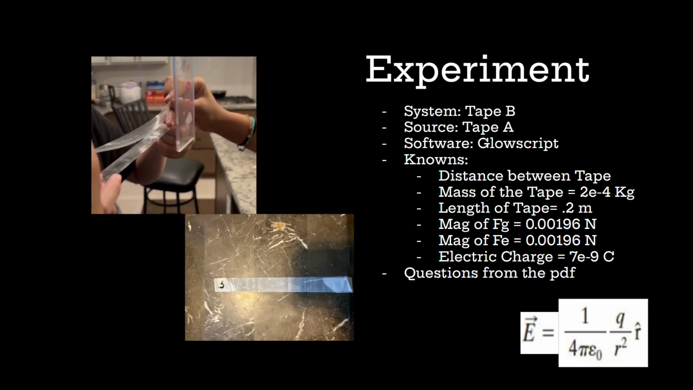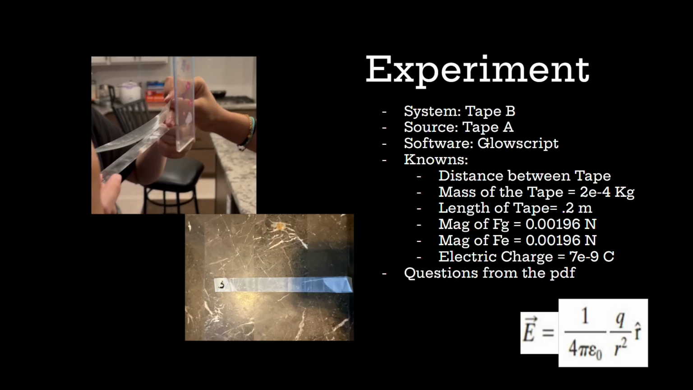As for the experiment, my system was tape B, which you can see as the tape on the top, which I charged and obtained tapes by laying one tape on a counter and then ripping another piece of tape off of it. So tape B is my system on the top, and my source is tape A. The software I used is FlowScript, and my nodes are the distance between the tape. I calculated that with the ruler in the top left-hand picture. I also found the length of the tape, which I calculated while I was measuring it to put down on the table before I ripped it off, and I got that to be 0.2 meters or 20 centimeters.